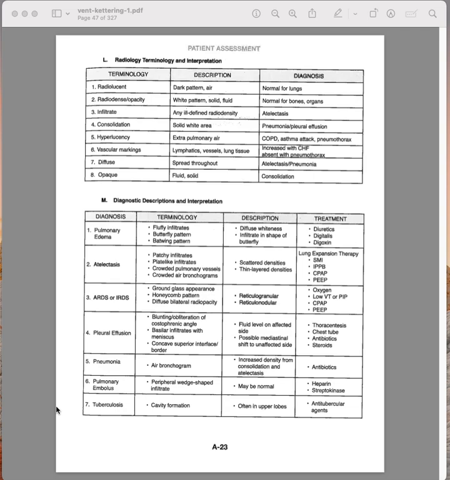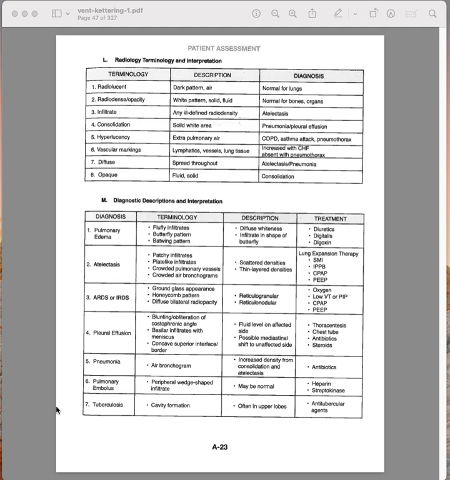Diagnosis: tuberculosis. Terminology would be cavity formation. Description: often in the upper lobes. Treatment: antitubercular agent. So basically what you are looking for on the test is these diagnoses.